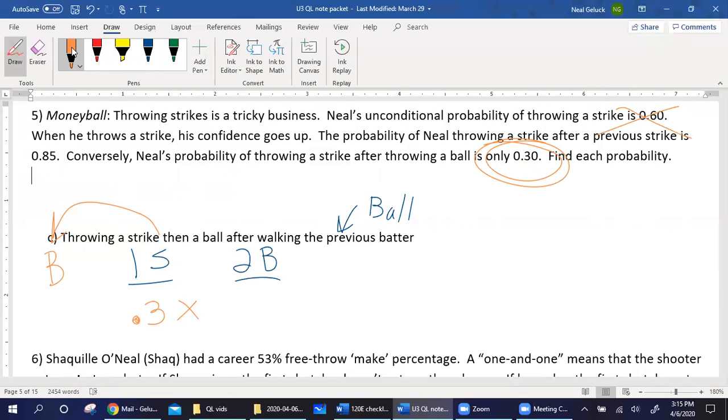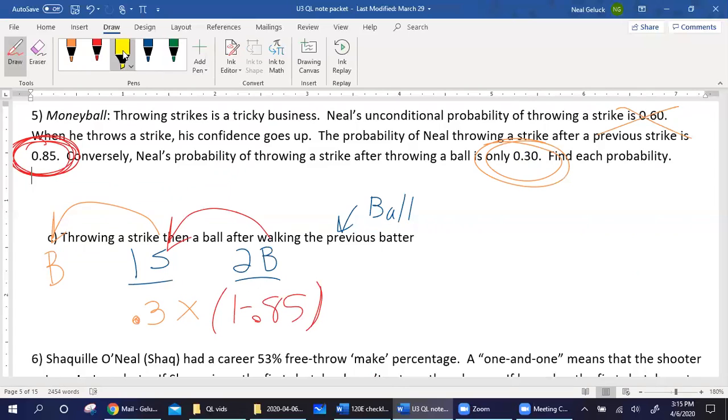The second part, look at the previous pitch. The previous pitch was a strike. There was an 85% chance of throwing another strike. So just like we did on the last problem, there's a 1 minus 0.85 chance of throwing a ball. So on this problem, I'm multiplying 0.3 times 0.15, which will give me about 0.045.